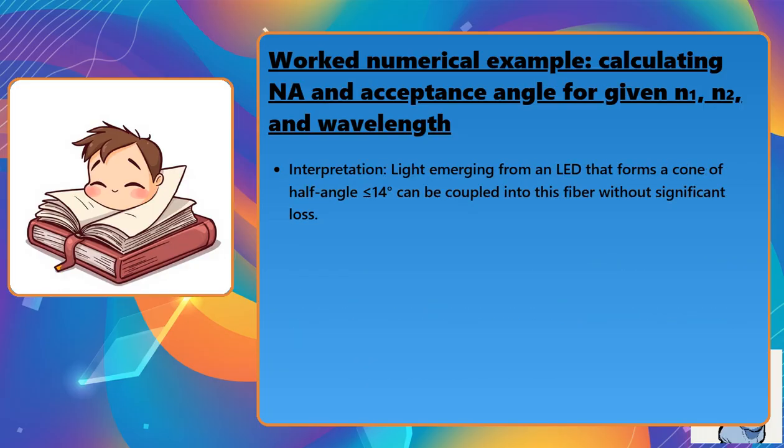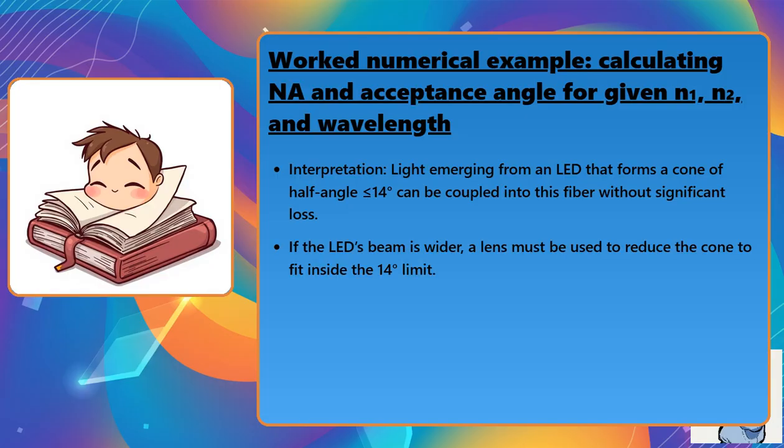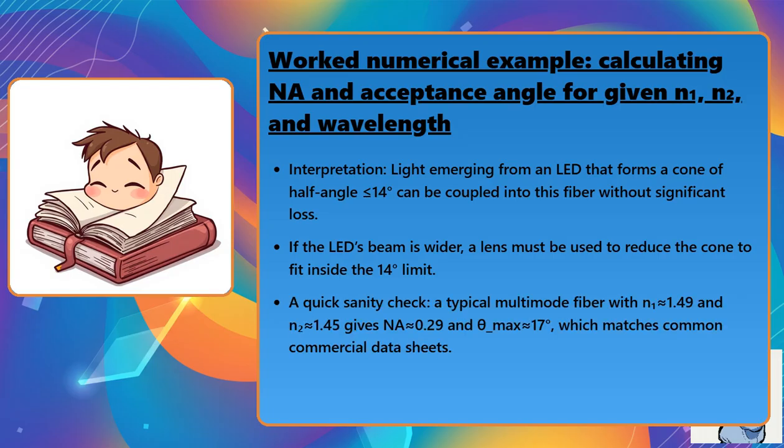Interpretation: light emerging from an LED that forms a cone of half angle less than or equal to 14 degrees can be coupled into this fiber without significant loss. If the LED's beam is wider, a lens must be used to reduce the cone to fit inside the 14-degree limit. A quick sanity check. A typical multimode fiber with N1 approximately 1.49 and N2 approximately 1.45 gives numerical aperture approximately 0.29 and theta max approximately 17 degrees, which matches common commercial data sheets.